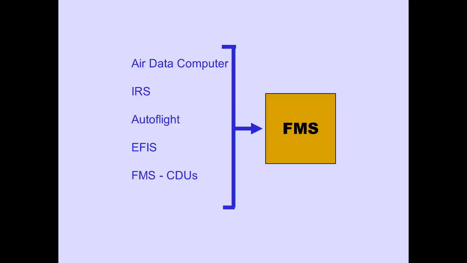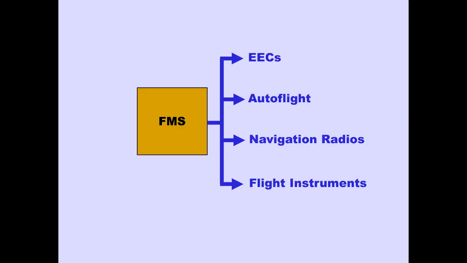The FMS receives information from the air data computers, inertial reference systems, autoflight, EFIS, and FMS CDUs. The FMS sends information to many systems, including electronic engine controls, autoflight, navigation radio, and flight instruments.